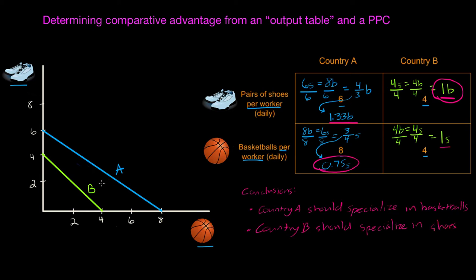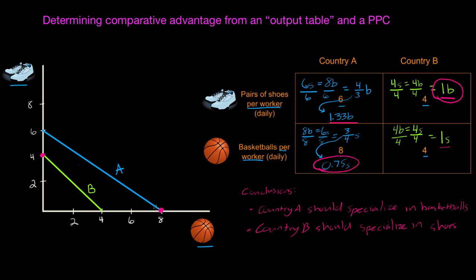Let's go back over to our PPC, on which we will indicate the points at which both countries A and B will produce based on the principle of comparative advantage. Country A is going to produce nothing but basketballs due to its lower opportunity cost, putting country A down here on its production possibilities curve. Country B will then produce nothing but shoes due to its lower opportunity cost, putting country B at this point on its production possibilities curve. Now you may be wondering, how does country B get basketballs if it's not producing any domestically? And how does country A get shoes if it's not producing any domestically? Of course, the answer to that lies in trade.